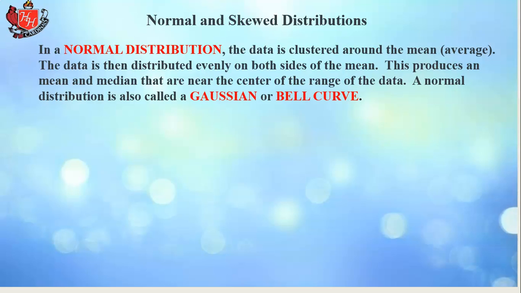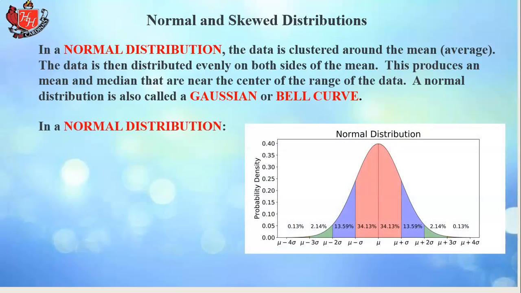This produces a mean and median that are near the center of the range of the data. A normal distribution is also called a Gaussian, we haven't used that word yet, or bell curve, but usually we call it a normal distribution. Bell curve is just the shape. Gaussian distribution is going to be rarely used, at least in our class. So there it is. You've seen this before.